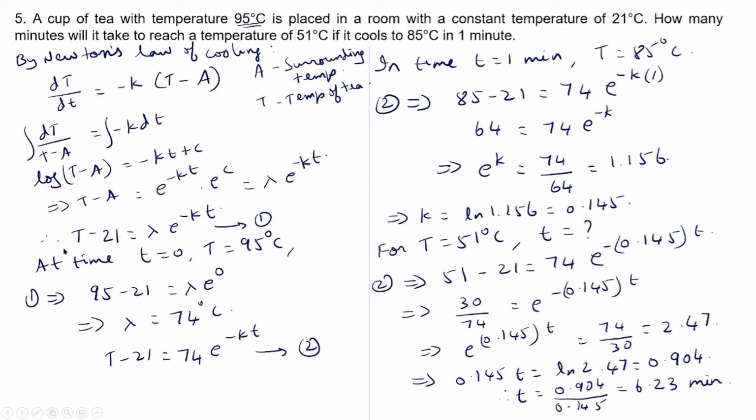First we have to find the model T minus 21 equal to lambda into e raised to minus kt. Then we find lambda by substituting t equal to 0. Then the information is given, it cools to 85 degrees Celsius in 1 minute. So using that information we can find k, and finally we have found lambda and k. So when T equal to 51 degrees we can easily find the time taken, which is small t. So it is 6.23 minutes.